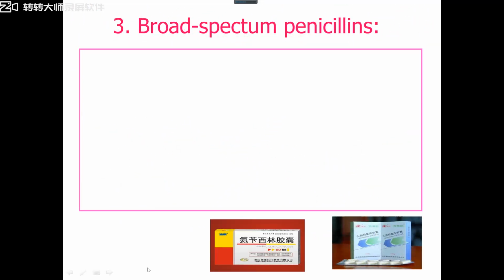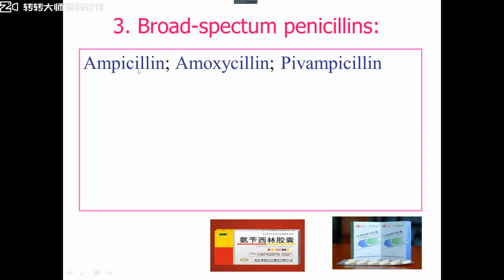Just now we mentioned these drugs, penicillin G, penicillin V and oxacillin. These drugs are narrow spectrum and bactericidal. So we add a new group in penicillins to extend the spectrum. We have the broad spectrum penicillins such as ampicillin, amoxicillin and others. This drug is widely used in clinic. Amoxicillin, Chinese name 阿莫西林.